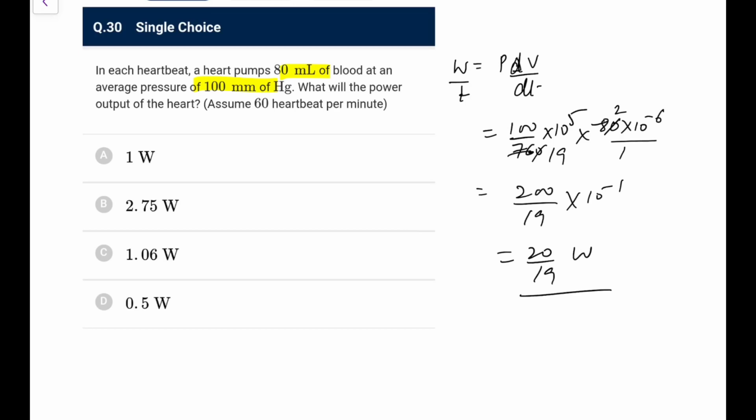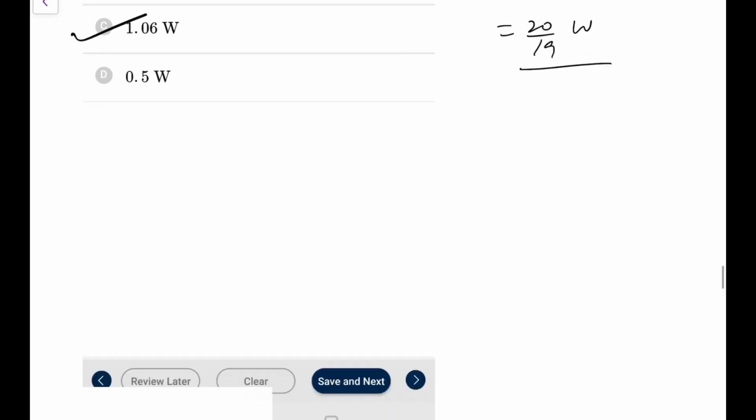So it is 1 point something, 1.06 would be the more appropriate option going by this, because it is slightly greater than 10 to the power 5 we know. So we don't go for 1, we'll go for 1.06 here.